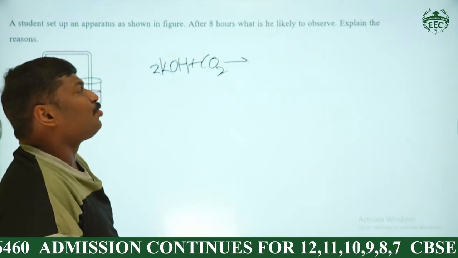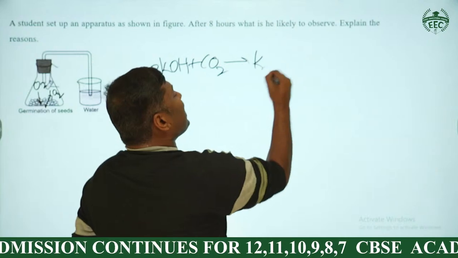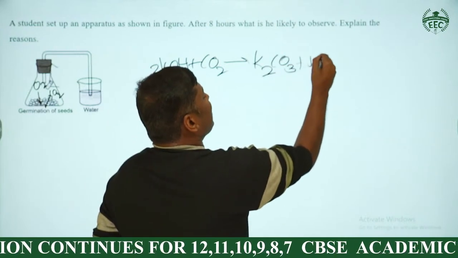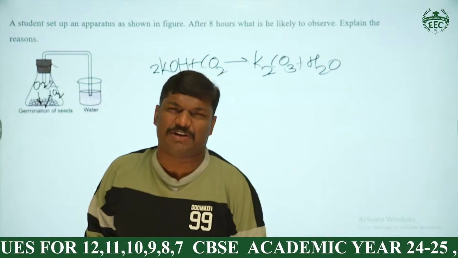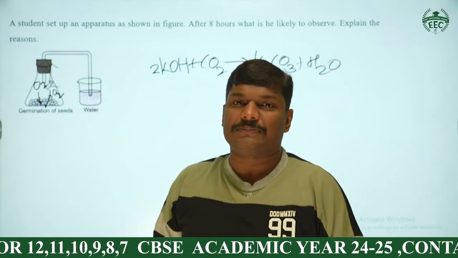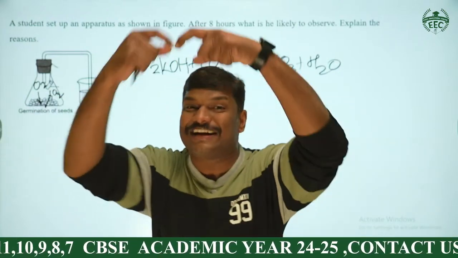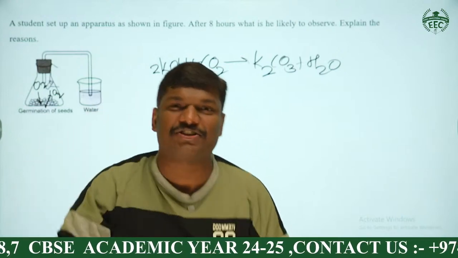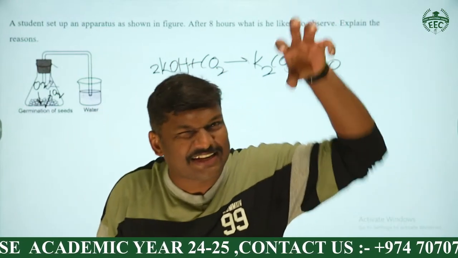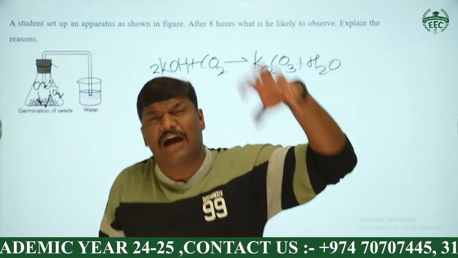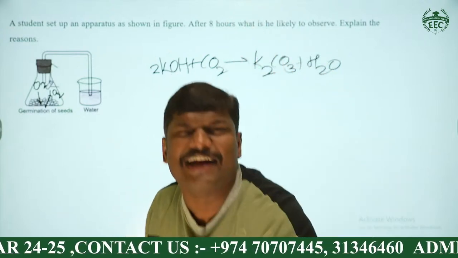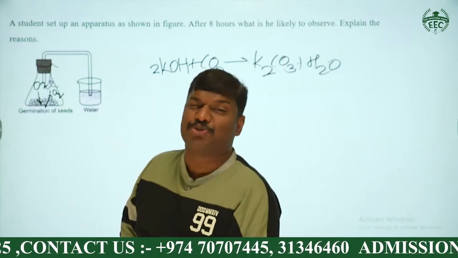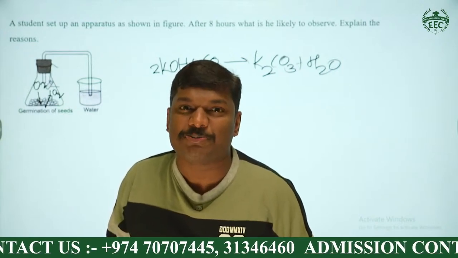What is the equation? 2KOH plus CO2 gives K2CO3 plus H2O. The same equation we studied in the nutrition topic itself. So what will happen? Inside the conical flask, a vacuum is created, because the carbon dioxide released by the respiration of the germinating seeds is absorbed. A vacuum is produced. When vacuum is produced, what will happen?